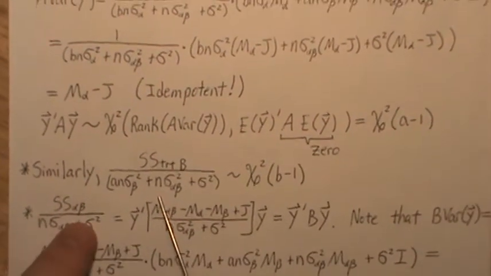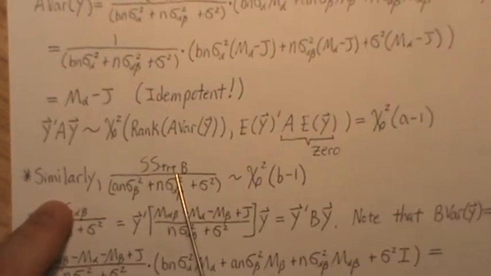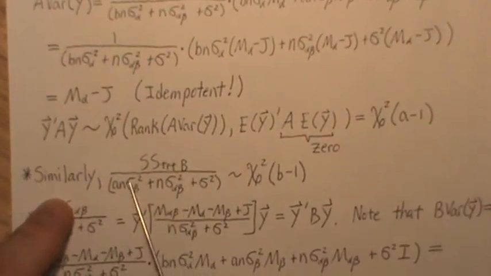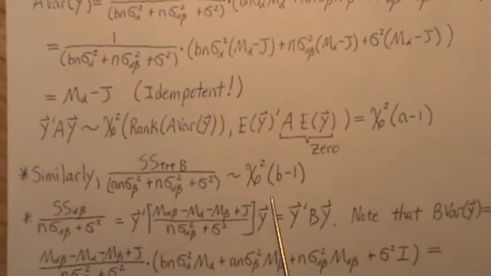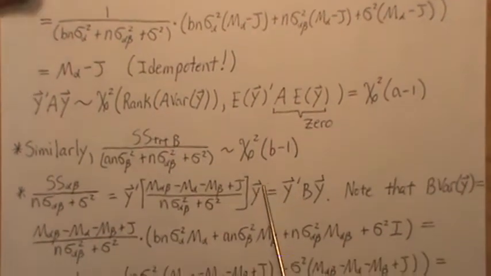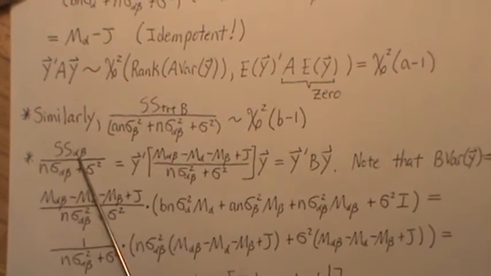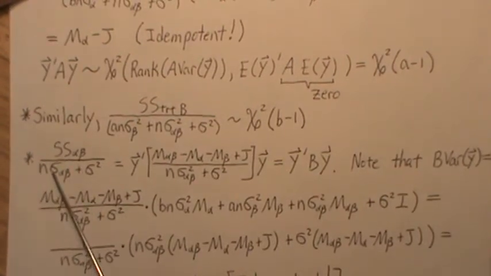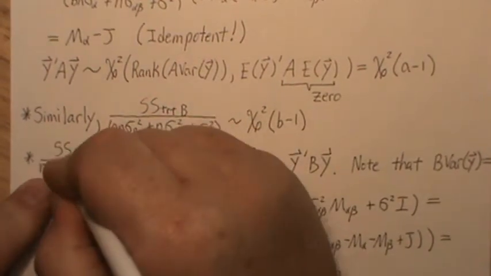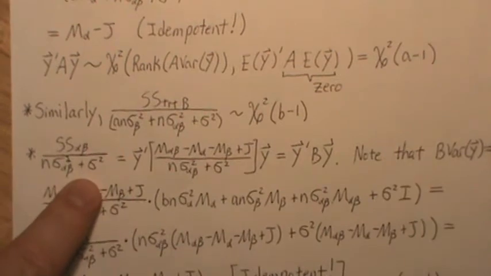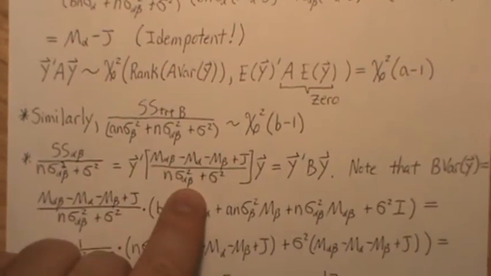Now, I'm going to just say similarly, we can do the same for the sum of squares for factor B, or treatment B. We divide by this constant, and then we get a central chi-squared with B minus 1 degrees of freedom. Now, we're going to look at the sum of squares for the interaction term, divided by N times, that should be a sigma alpha beta squared plus sigma squared. Okay, so we're here. We take that constant and put it under the matrix in the middle.